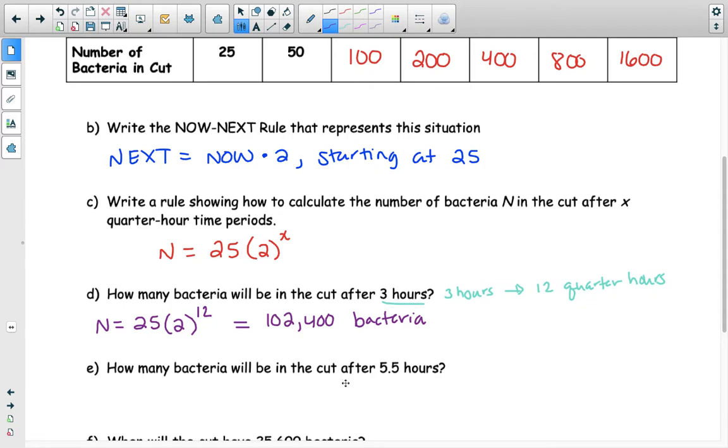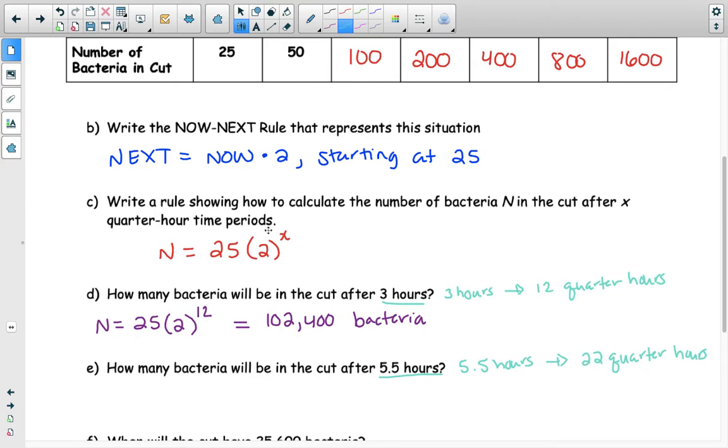So how many bacteria will be in the cut after 5.5 hours? So again, 5.5 hours, we need to break into quarter hours. 5.5 hours is going to be 22 quarter hours. Now how do we find that? 5 times 4 is 20. That's where we got the 20 of it. But we already have another half of an hour, which is 2 more quarter hours. That's where we get the 22. You can also do 5.5 times 4, which gives you 22 quarter hours.